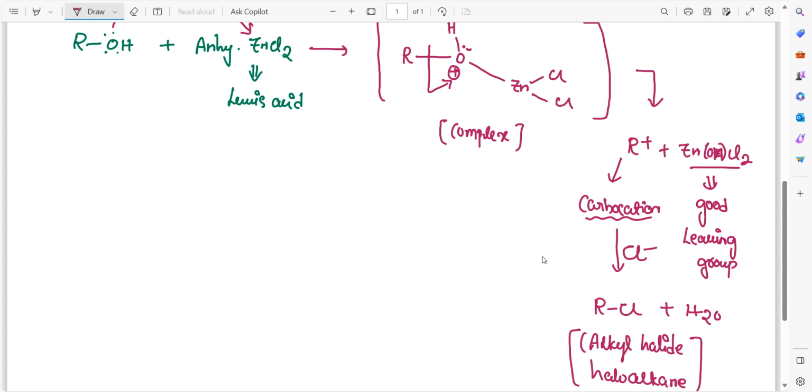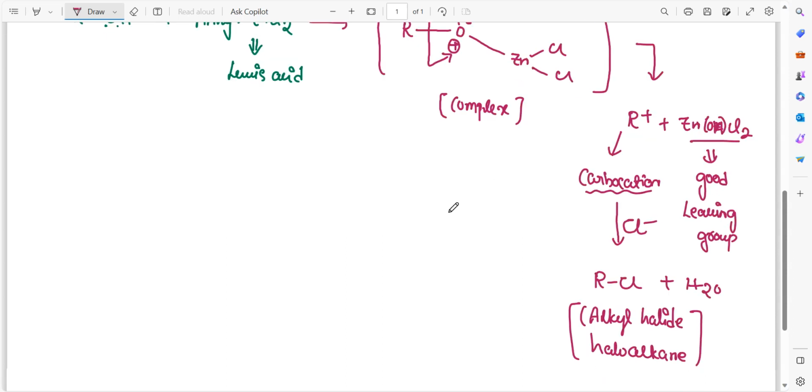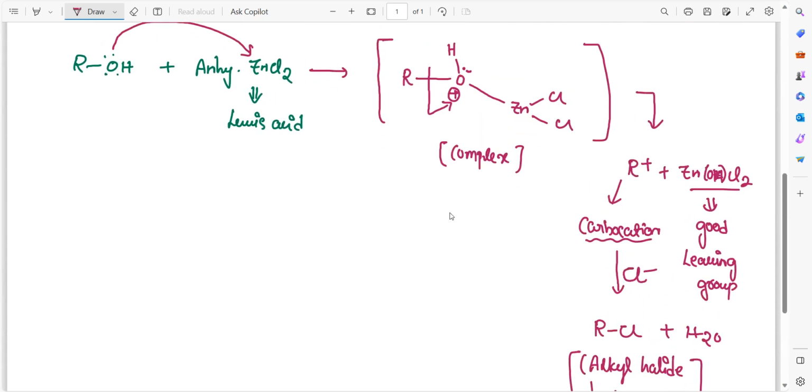Now let us conclude this Lucas reagent by keeping the important points. What are the important points to remember according to the Lucas reagent? The first question is why we take anhydrous ZnCl2. We absolutely know this answer. Because the OH in the alcohol group is not a good leaving group. That's why it reacts with anhydrous ZnCl2, which acts as a Lewis acid. It forms the complex. That's why it acts as a good leaving group.